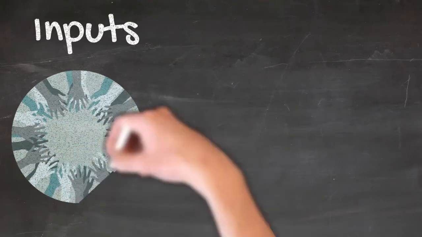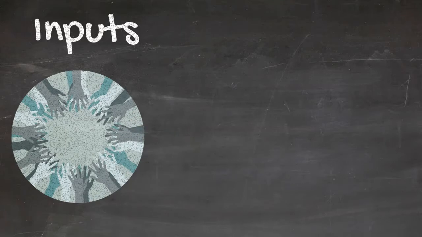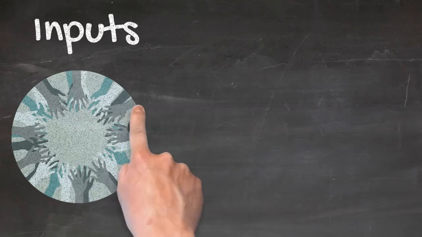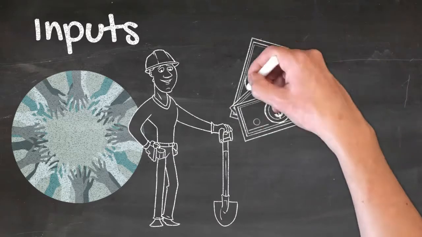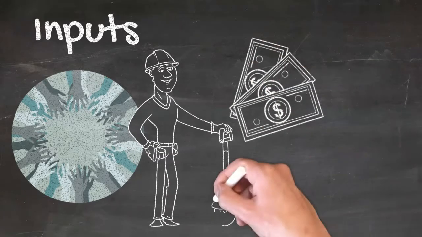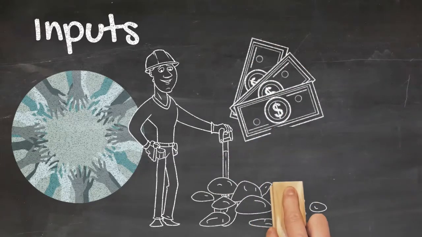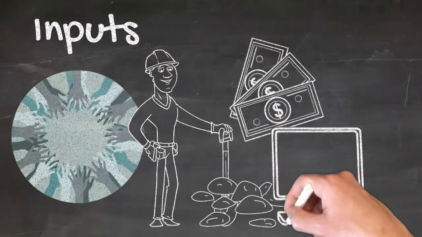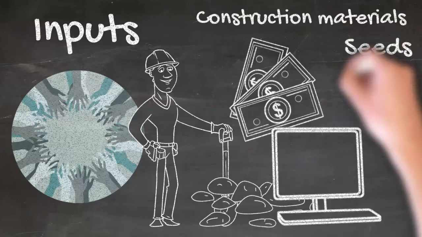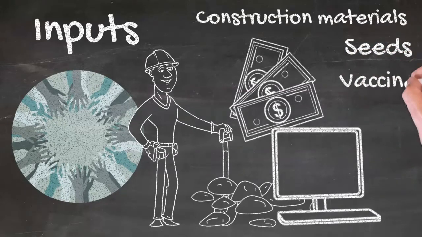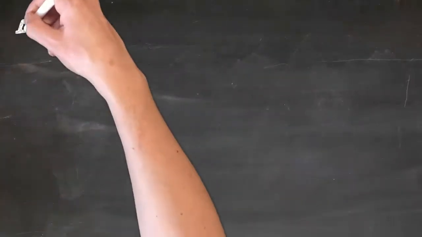Inputs are the things that we need to put in place before we can start our project or program. Inputs can be in the form of human resources, financial resources, material, and technological inputs. For example, materials for construction activity, seeds and seedlings to be distributed to the farmers, medicine and vaccine to be given to patients are some of the examples of inputs.